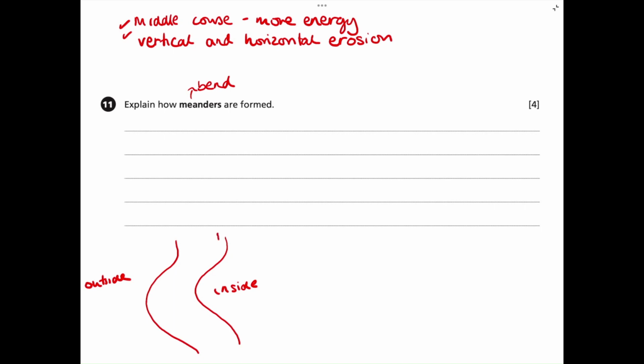So on the outside of the bends, this line that I'm drawing here, this is our fastest flow. As the river goes around the outside, it has a fast flow, and this means that we have more erosion. So the erosion might be hydraulic action or abrasion, and this is cutting the river away, and this can actually start to form what we call a river cliff. And on the inside, it's much slower. Let's start writing this down.